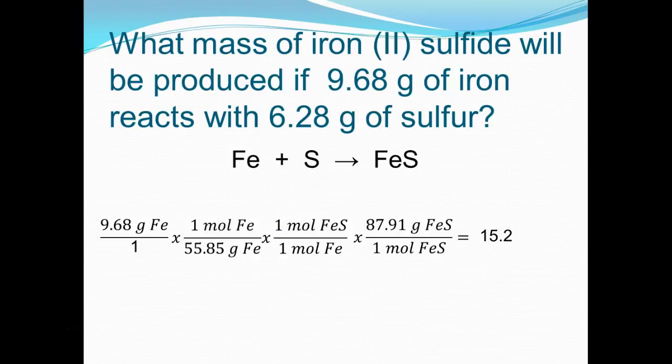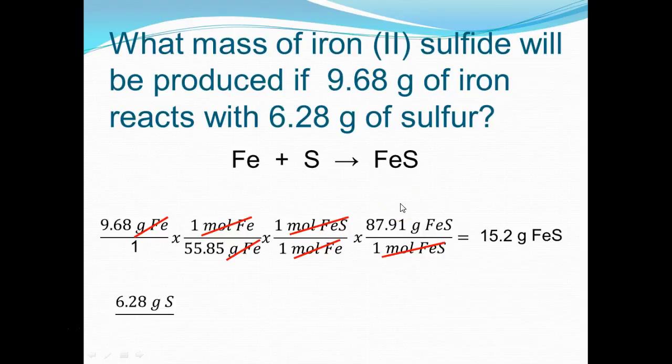And as we've always done, you can double check to make sure that you have the right label, because we wanted to make sure that we were getting grams of iron 2 sulfide, so we can cancel out any labels that are available to us. So we have grams of iron and grams of iron, so those are going to cancel out. Moles of iron, those cancel out. Moles of iron 2 sulfide, those are going to cancel out. And so we're left with grams of iron 2 sulfide. So that's what goes in as our label.